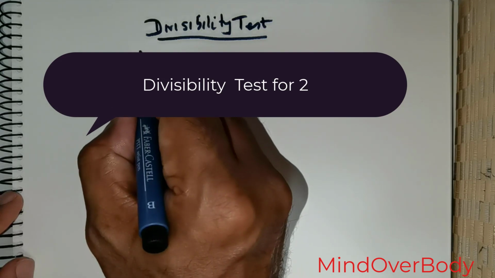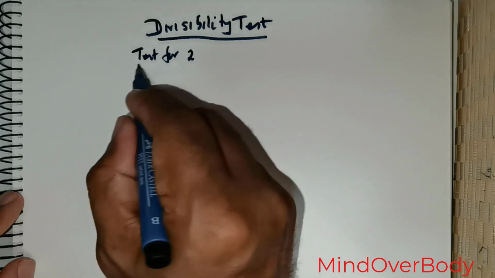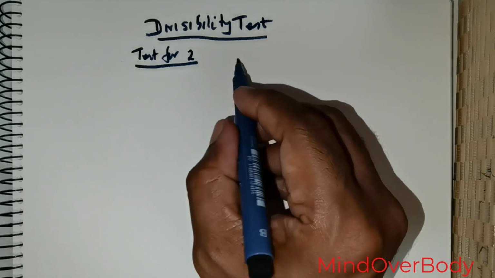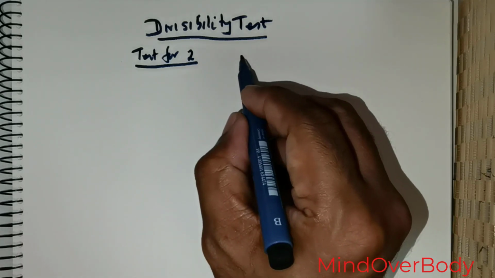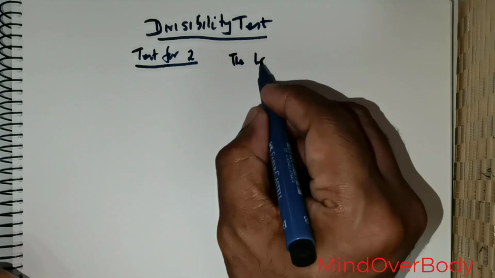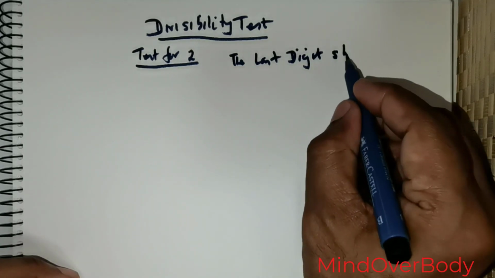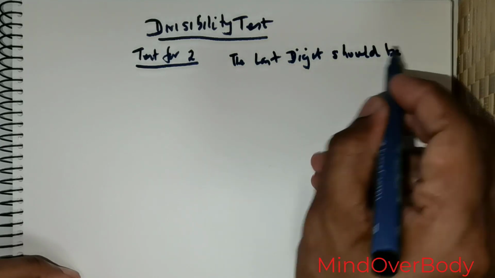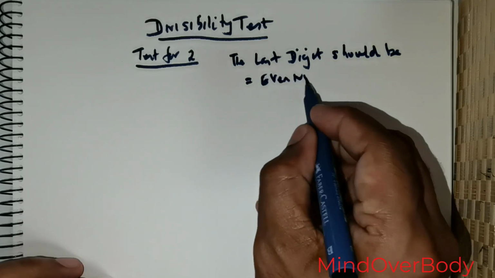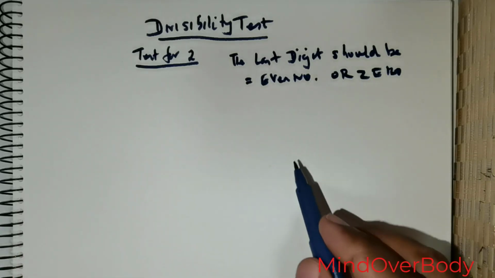The first thing is the divisibility test for 2. That means, if a number is divisible by 2. Since 2 is an even number, let me just state it like this: the last digit of the number in concern should be an even number or a 0. So this is the requirement.